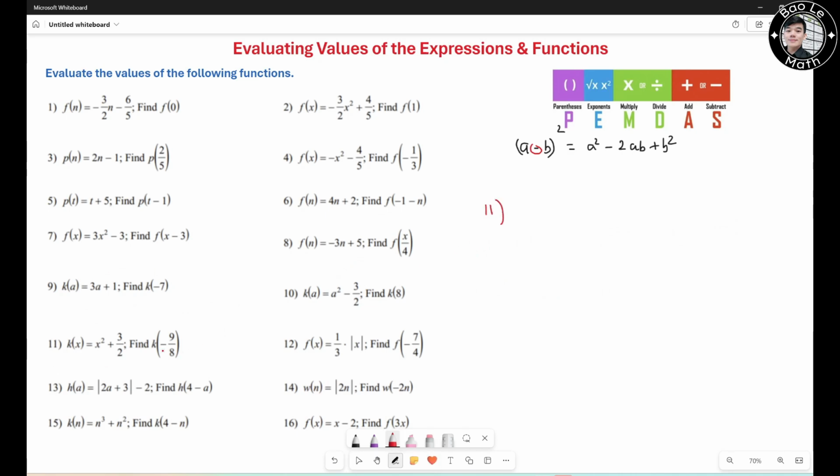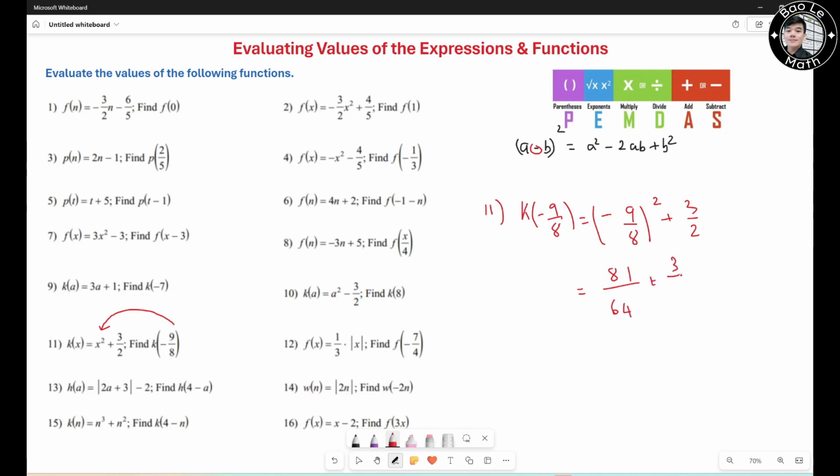Now question 11. We need to calculate k of negative 9 over 8. So k of negative 9 over 8 equals, we substitute negative 9 over 8 for s right here. So we have (negative 9 over 8) all squared plus 3.5. The negative squared is going to be positive. 9 squared is going to be 81. 8 squared is going to be 64.